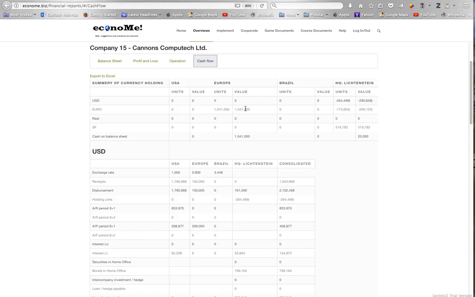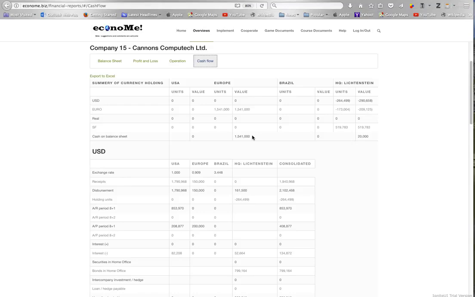The next column, these are in units, in values. Of course, in Europe, the value of the euro is 1, because it's the area where the euro is used, so it is the same amount, 1,541,000. And the total cash on balance that you find in the balance sheet, at the first line of the balance sheet, is this amount, 1,541,000.